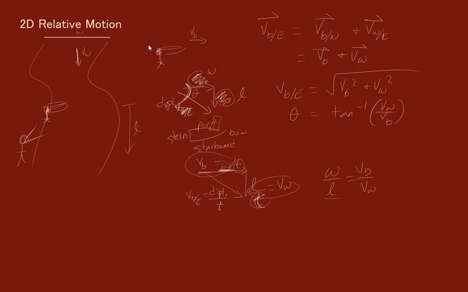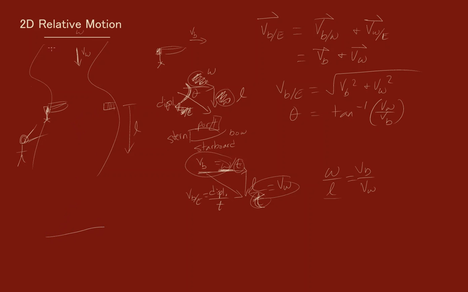Okay, but let's actually do something difficult with this relative motion. So let's say we want the boat to go directly across. So maybe there's a dock on the other side. In order to go directly across, with the river carrying the boat downstream, we have to aim the boat upstream.